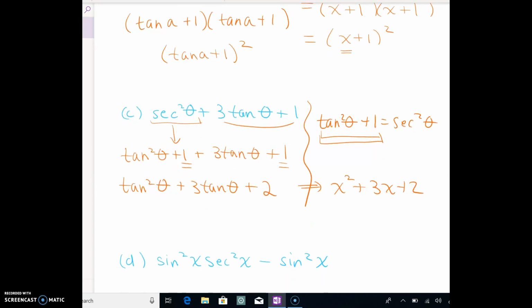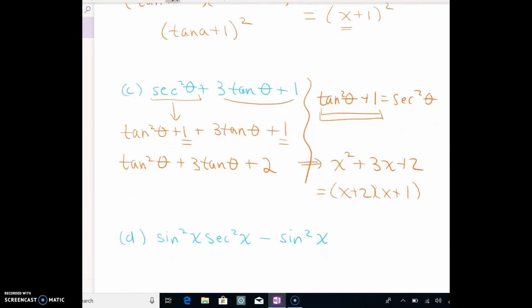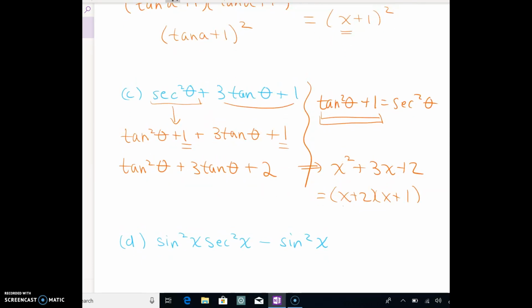And factoring x squared plus 3x plus 2 is the same thing as saying x plus 2 times x plus 1. Two numbers that multiply out to 2 and sum up to 3 are going to be 2 and 1. So when we go to factor this, instead of calling it x, we're just going to substitute in tangent of theta. So this is equivalent to saying tangent theta plus 2 times tangent theta plus 1.